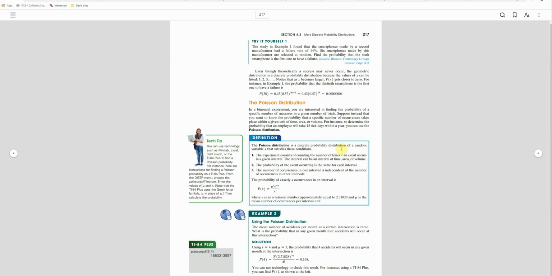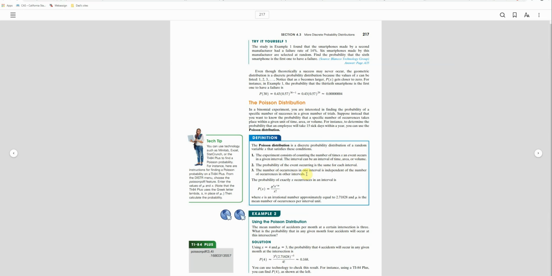So here are my requirements for the Poisson: that the experiment consists of counting how many times that event will occur in a given interval. The interval can be time, area, volume, but for the most part, we limit ourselves to time. So we're looking at how many times something happens in an amount of time. The probability remains the same, just like it was. The number of occurrences in one interval is independent of the other intervals.